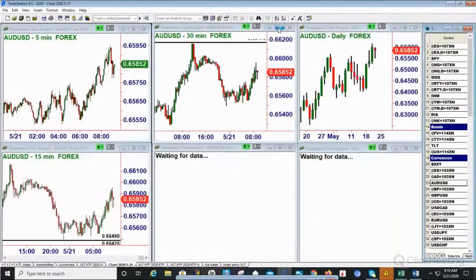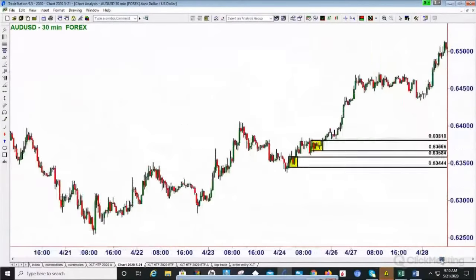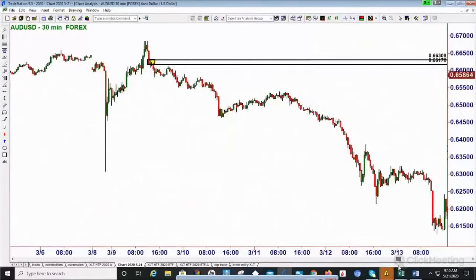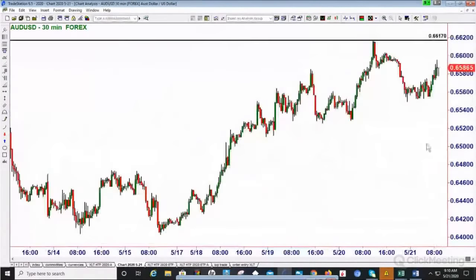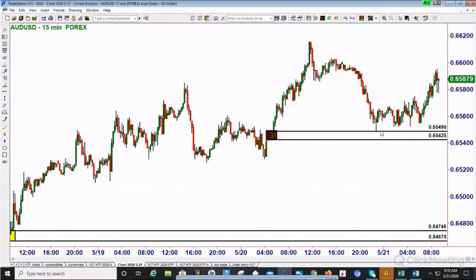So we hit the 30-minute supply up above, all right, that we had. So we hit this area, and then we went down from there to hit into the 15-minute demand we had, right?